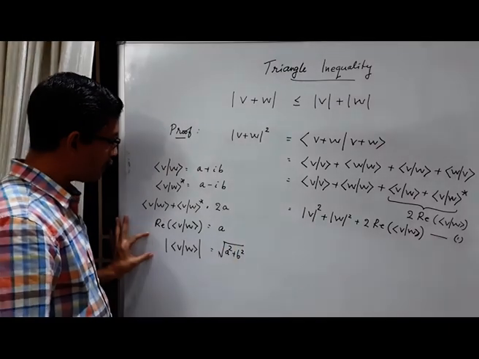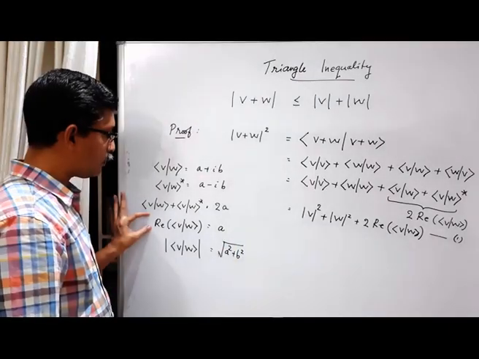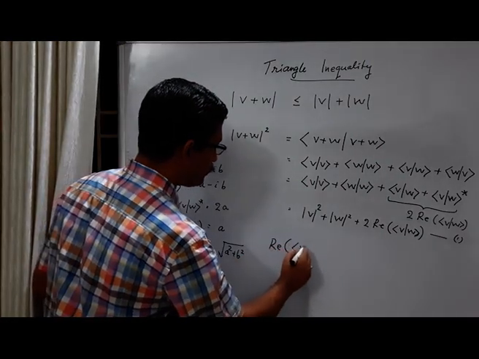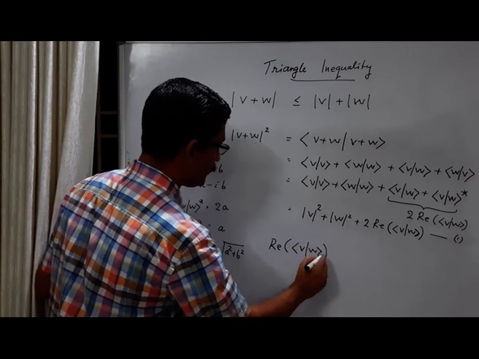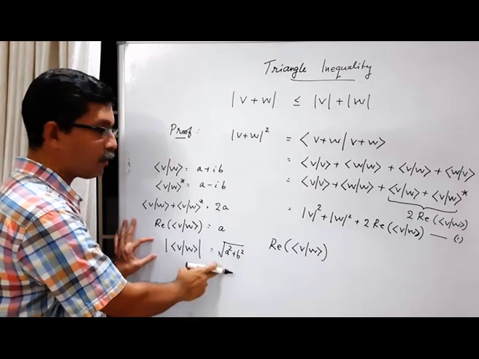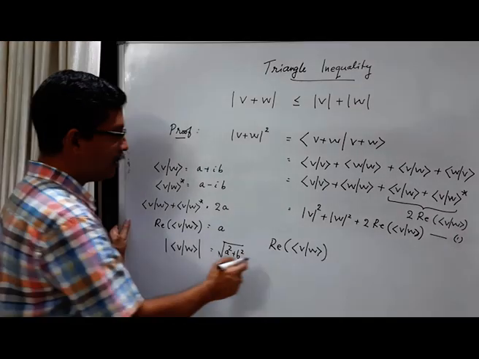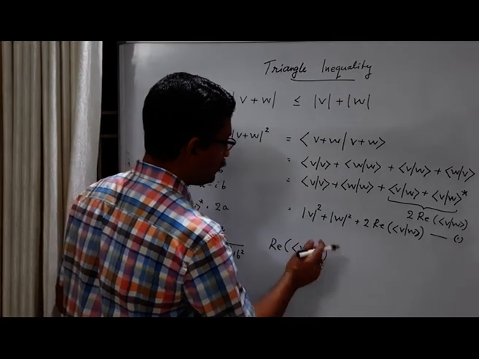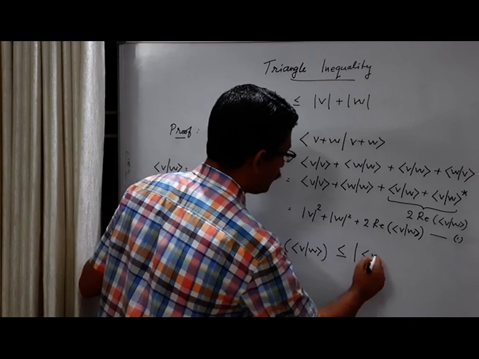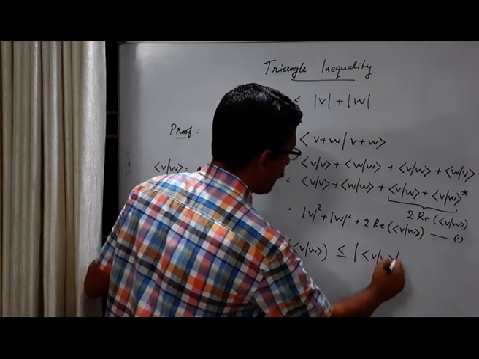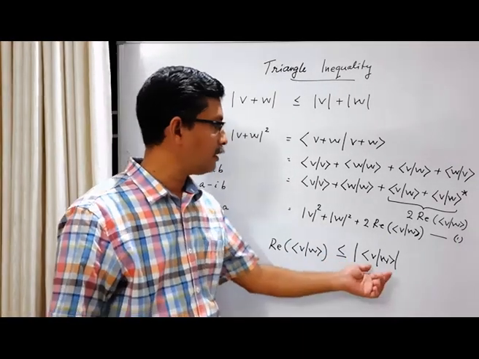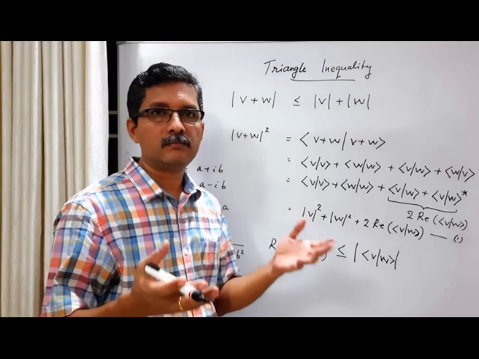So when you compare the two, you can see that the real part of the inner product of v with w is a, whereas the norm of the inner product of v with w is the square root of a square plus b square. That is, the real part of the inner product of v with w is always less than or equal to the modulus of the inner product of v with w. Actually, not norm, modulus, I should say, because the inner product of v with w is a complex scalar.